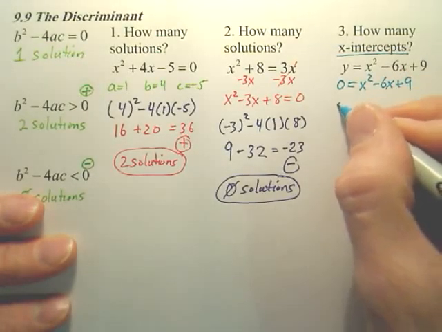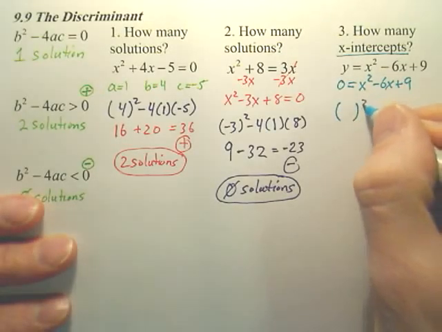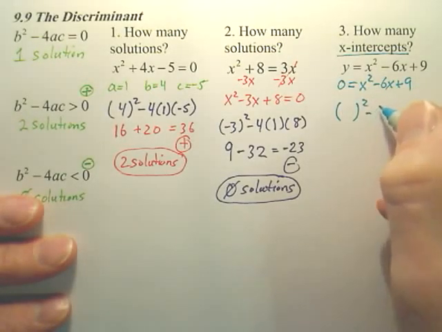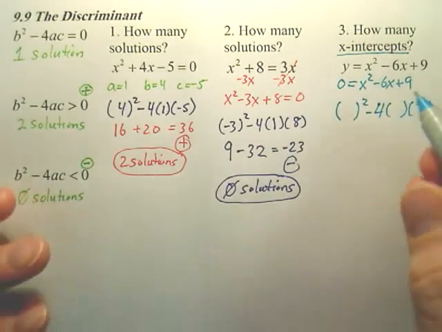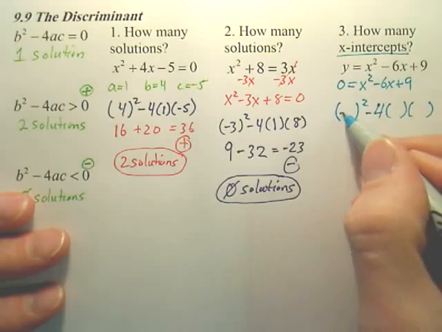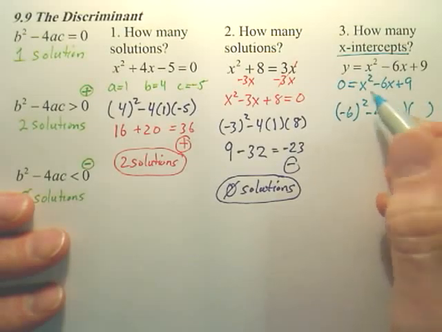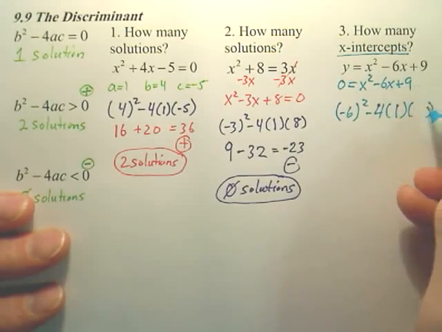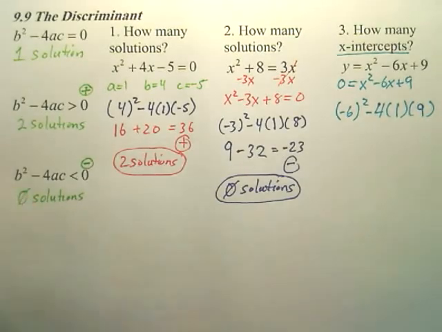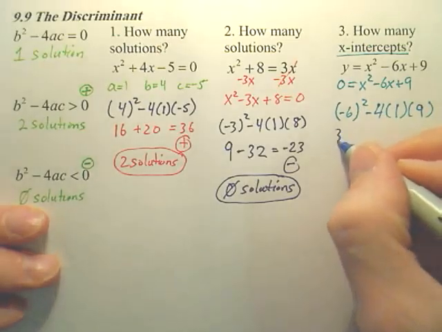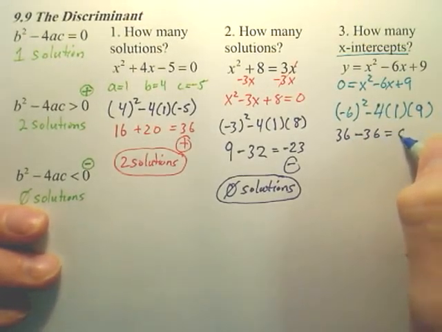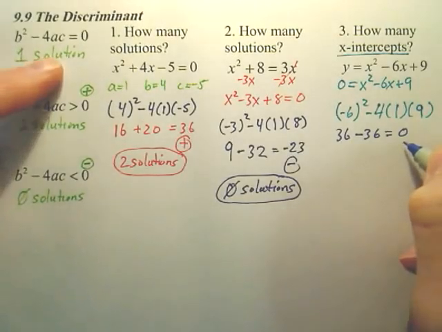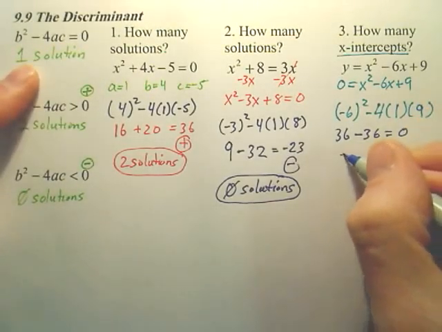So let's use the same formula, a, b, and c. The key is you just put 0 there first. b squared minus 4ac. B is negative 6. 4 times a is 1. And 9 is c. And when I simplify this, I get what? 36 minus 36, which is 0. Oh, a 0 means it's 1 solution.